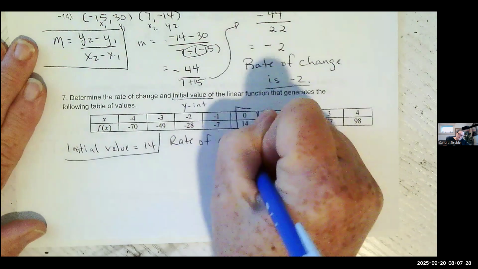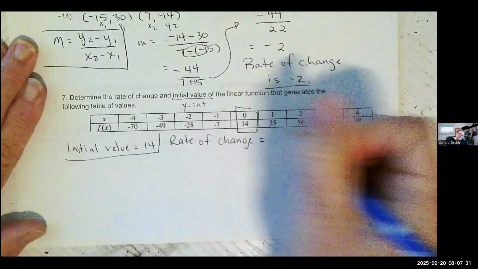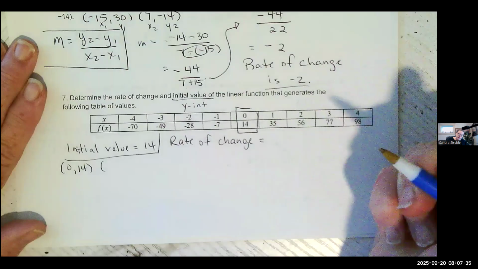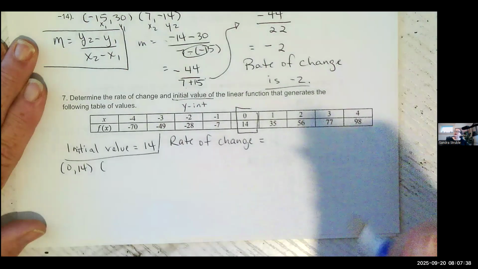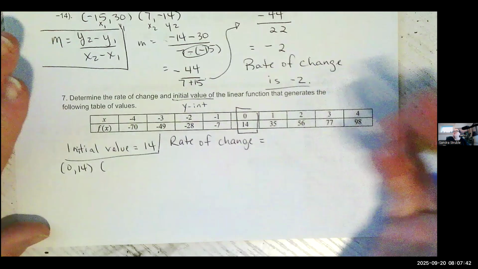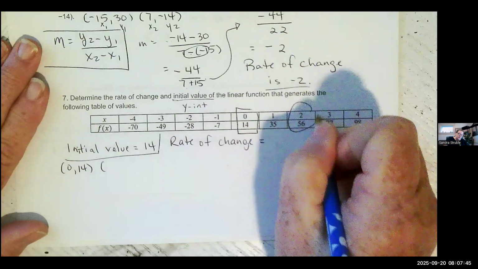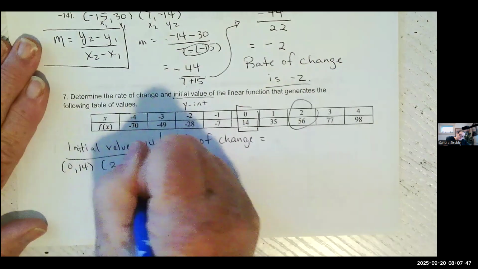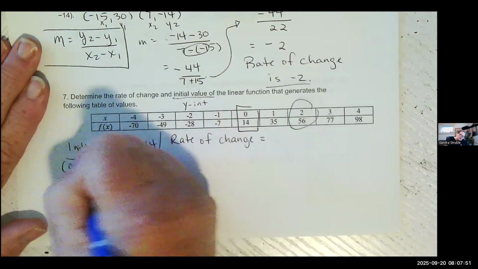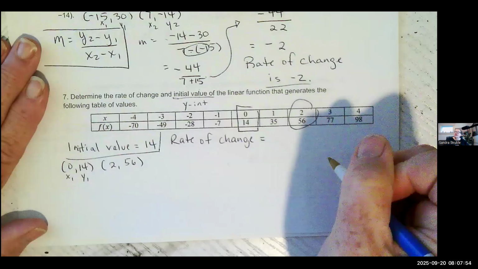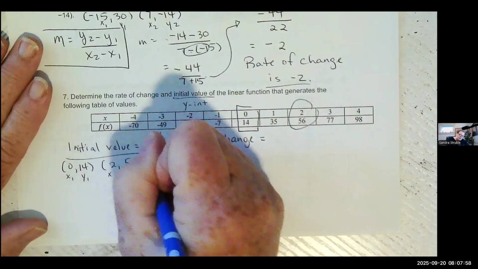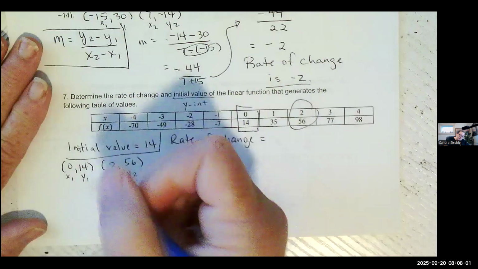I'm just getting myself set up here. I'm going to use 0, 14, because who doesn't like 0? It's delightful as far as using it for calculations. I know a lot of you don't like negatives, so let's just stick with the positives if you want to. It doesn't matter which point you choose. I'm just going to choose this one, 2, 56. They're all going to give us the same answer. So if you chose a different number set, it's not an issue. You're going to get the same answer, if you did it right.